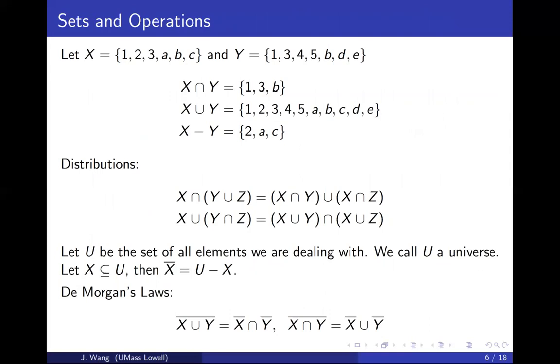Next we are going to look at some of the operations on sets. Here we let X and Y be two sets. Then the common operations we have are intersection, which is called intersections, and then we have a union, and we have difference.